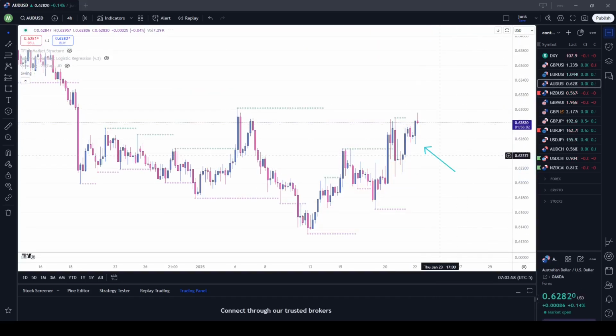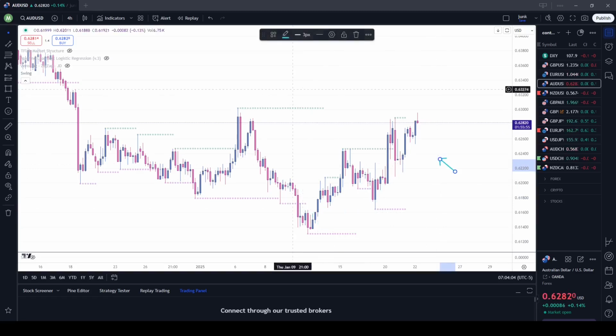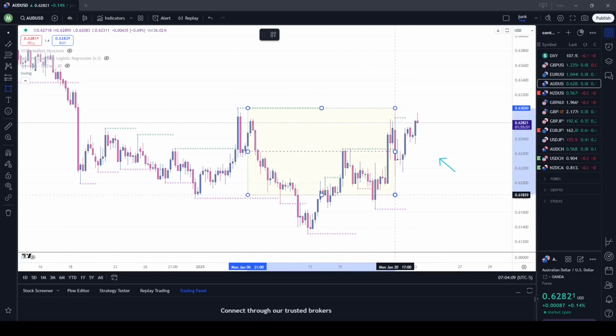And AUD USD, again, as we've been saying, this was the range. This is another dollar pair that has pulled back significantly into its lower high.